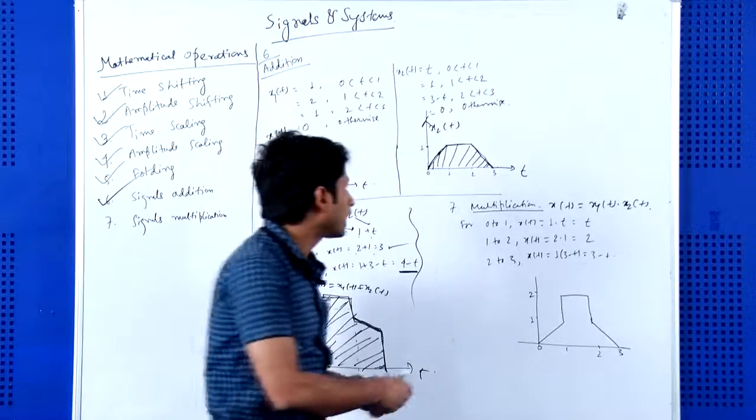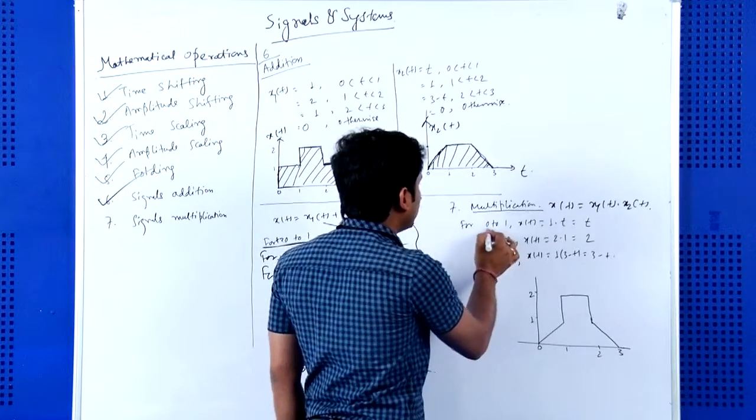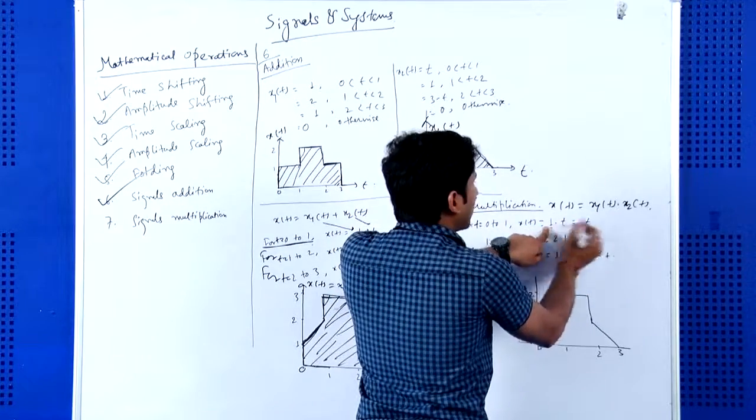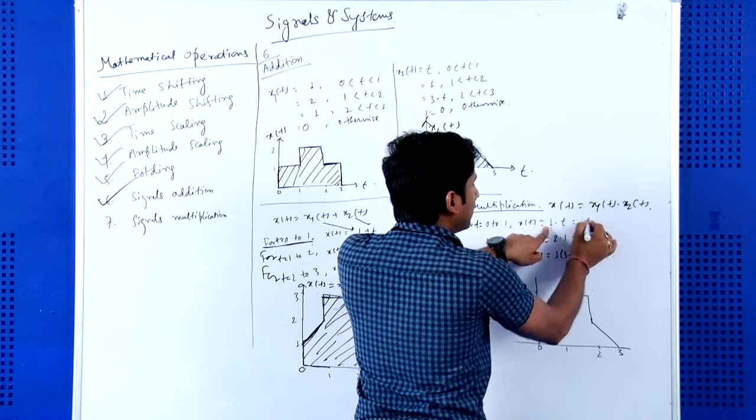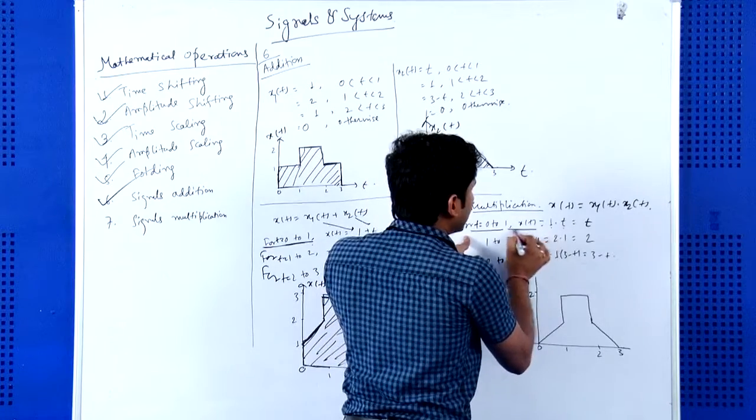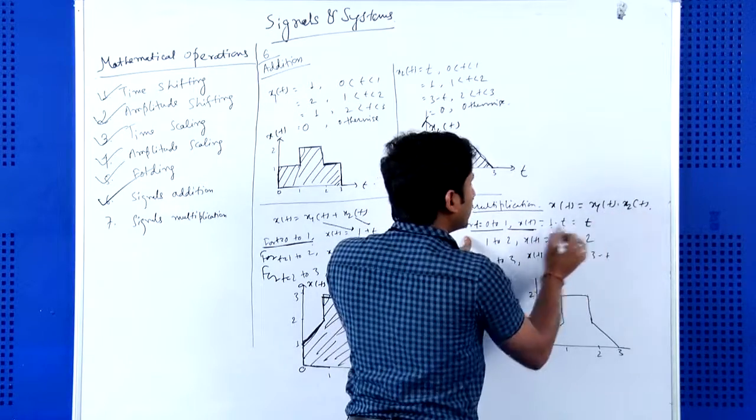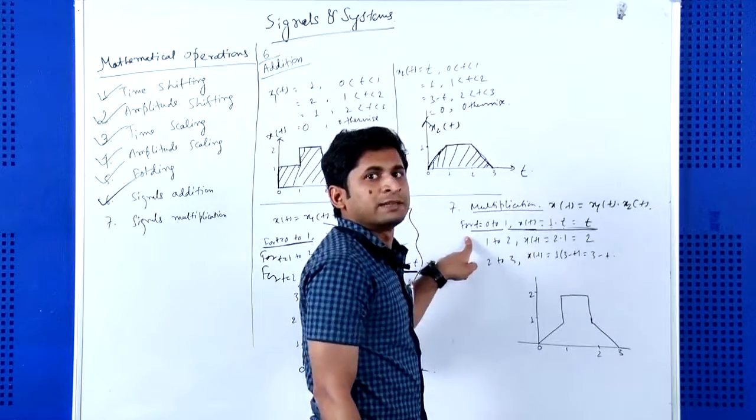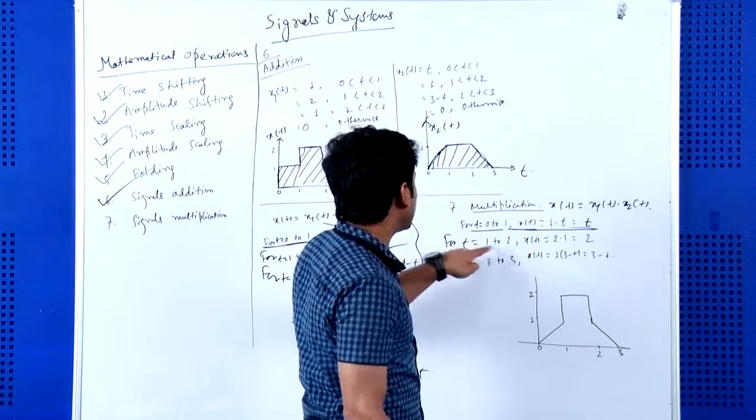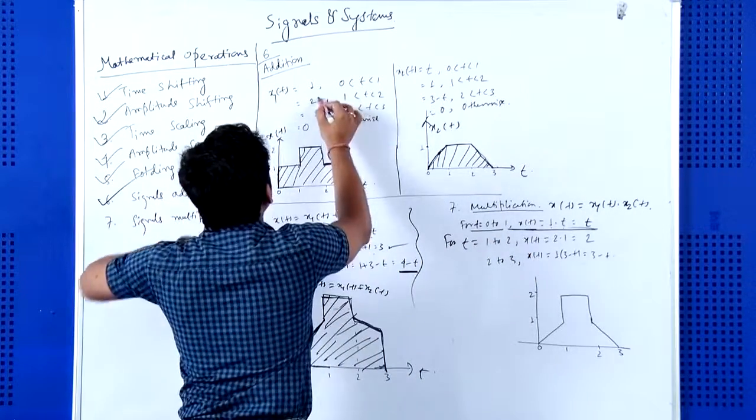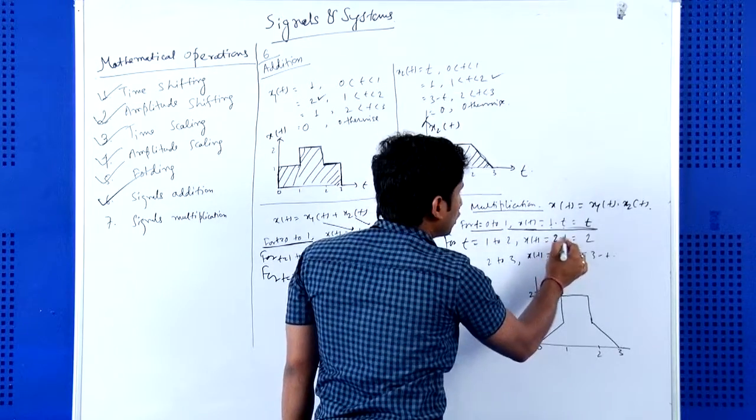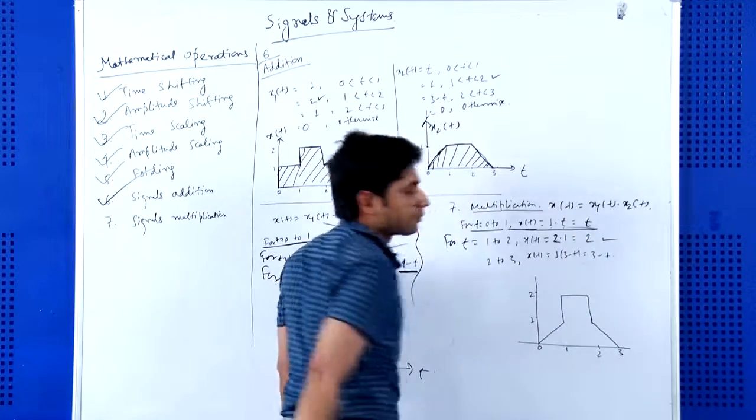multiply them. In between 0 to 1, the value of x1(t) is equal to 1 and the value of x2(t) is equal to t. If I multiply them, it will give us t. So in between 0 to 1, the resultant signal x(t), the multiplication of x1(t) and x2(t), will give us the value t. Now for t equal to 1 to 2, this value is equal to 2 and this value is equal to 1. So I have multiplied 2 into 1, which is equal to 2.